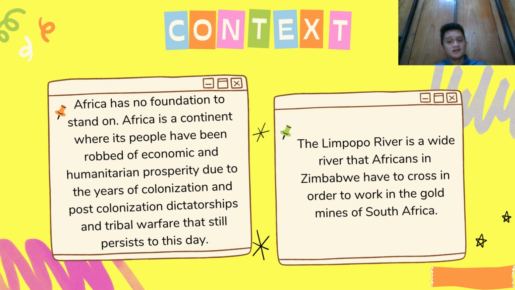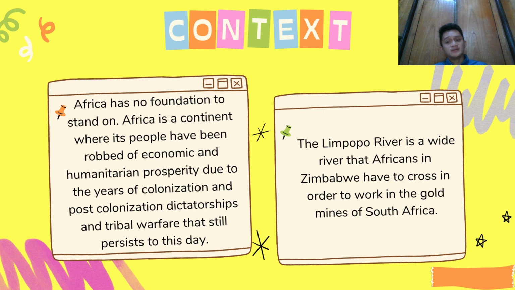It is a continent where people have been robbed of economic and humanitarian prosperity due to the years of colonization and post colonization dictatorships, as well as tribal warfare that still persists to this day. There are many dangerous places in Africa filled with warlords and their war bands fighting for dominance.